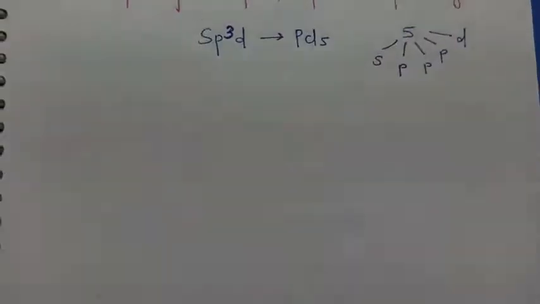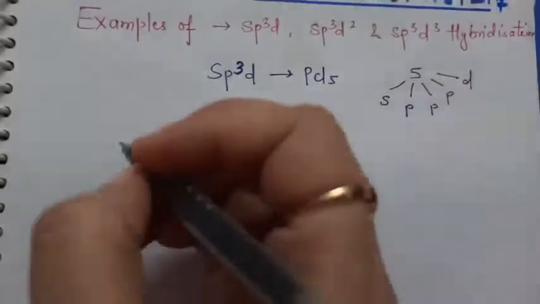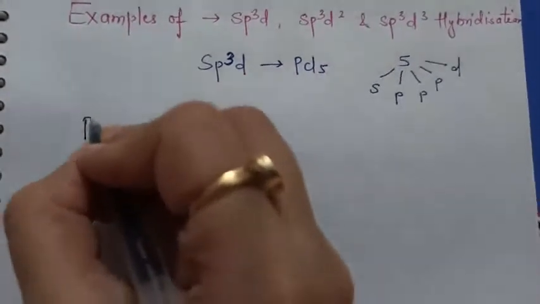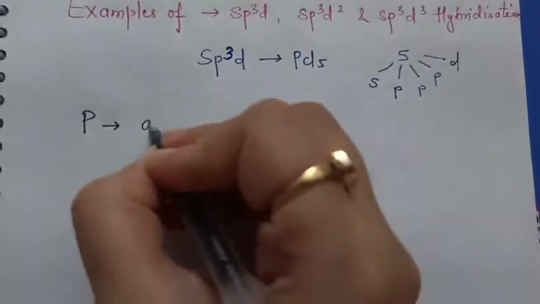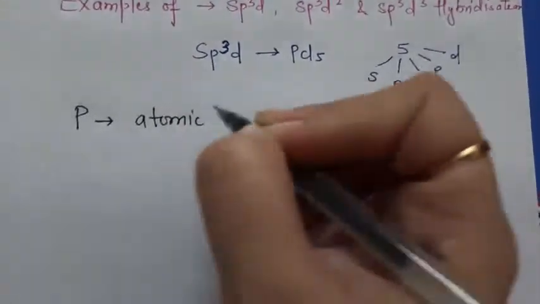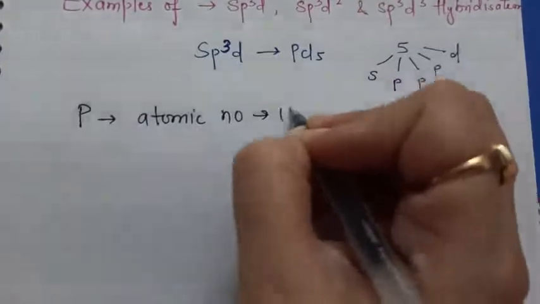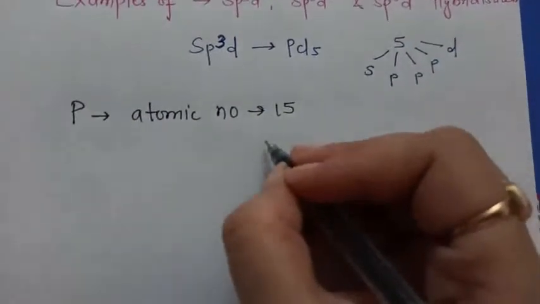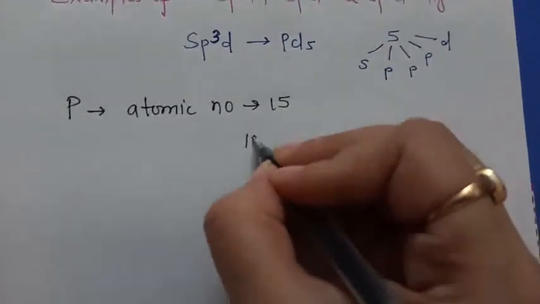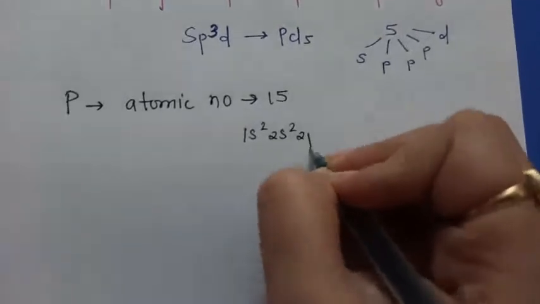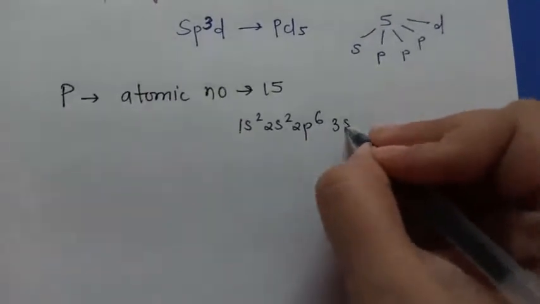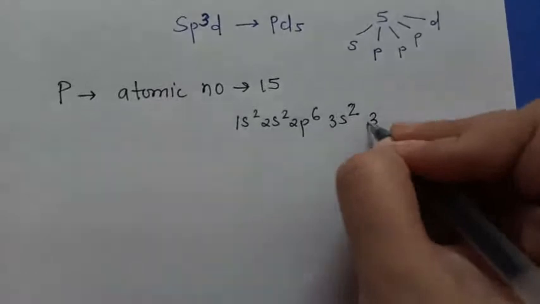So in PCl5, phosphorus is our central atom, because all the 5 chlorines are attached to phosphorus. The atomic number of phosphorus we already know is 15. According to that, if we write the electronic configuration, it is 1s2, 2s2, 2p6, 3s2, 3p3.